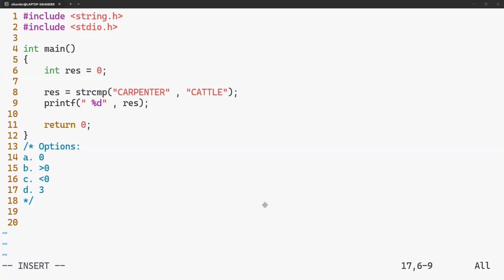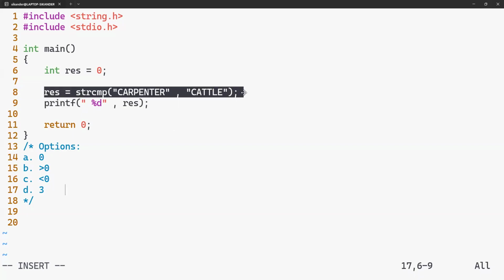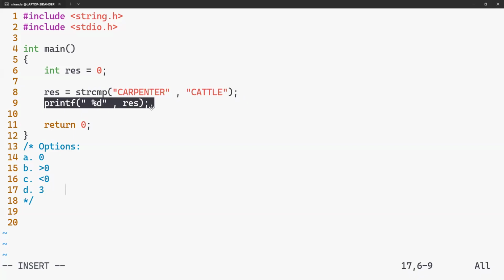Most C programmers know strcmp, but very few can predict this output correctly. Let's test your logic with this tricky question. Here, we're trying to compare the two strings, carpenter and cattle, and then print the return value of strcmp. The question is, what does strcmp return when the strings are equal, and what does it return when the strings are not equal?